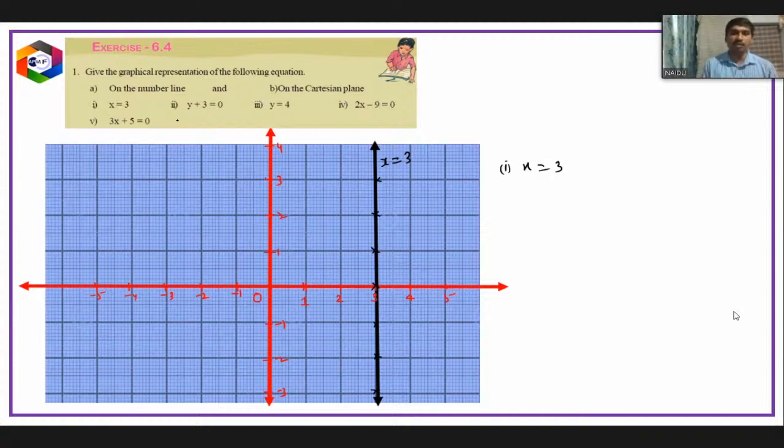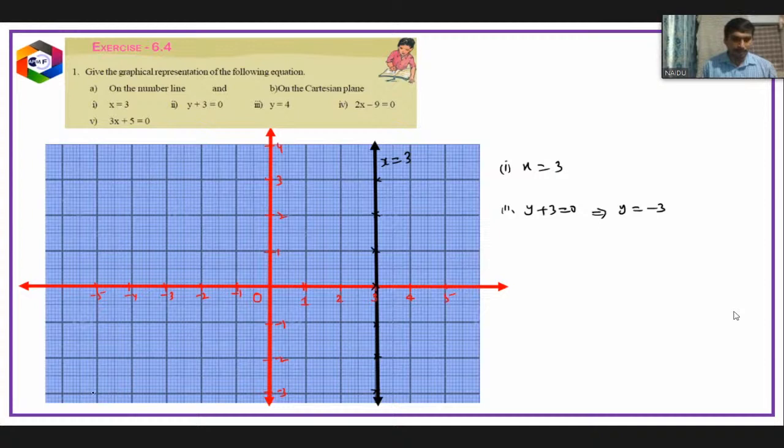Now we will move to the next one. y plus 3 is equal to 0, and this is y is equal to -3, and y equal to k is the line parallel to x-axis, and this k itself is the distance along the y direction, from the x-axis. So -3 is here.